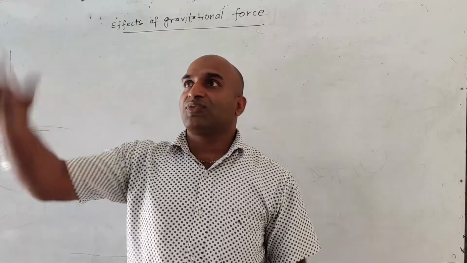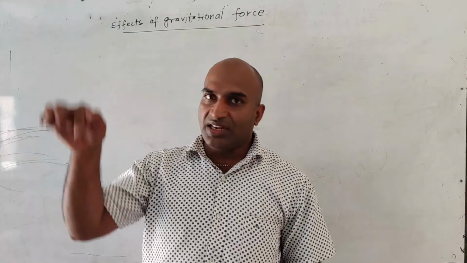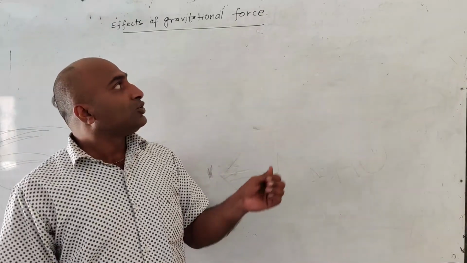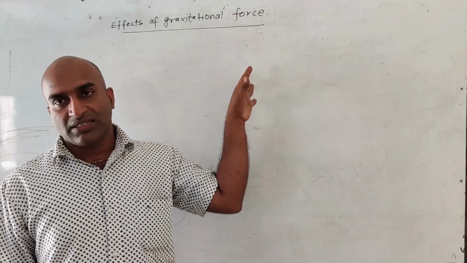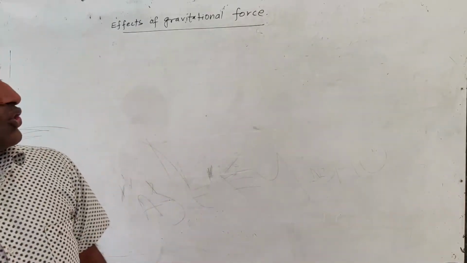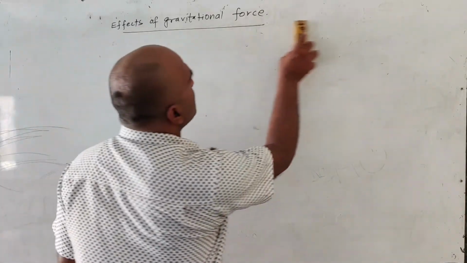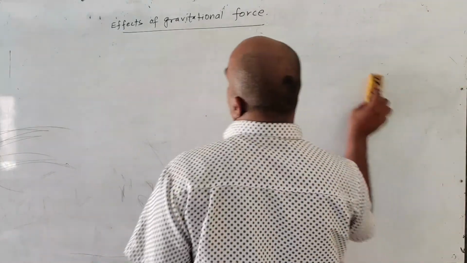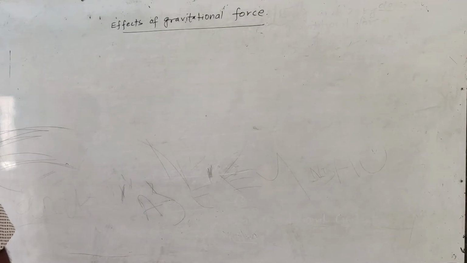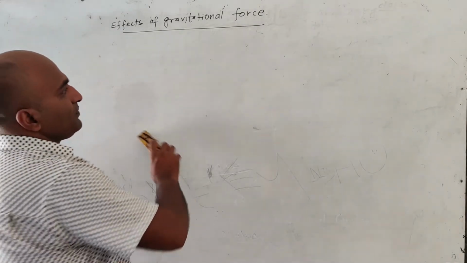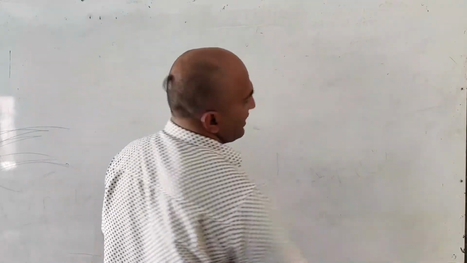Similarly, when an object is thrown upward, it again falls towards the Earth. This is also due to the effect of gravitational force. In this way, there are so many examples in our daily life of the effects of gravitational force. Now, there are some relations between gravitational force and their factors.